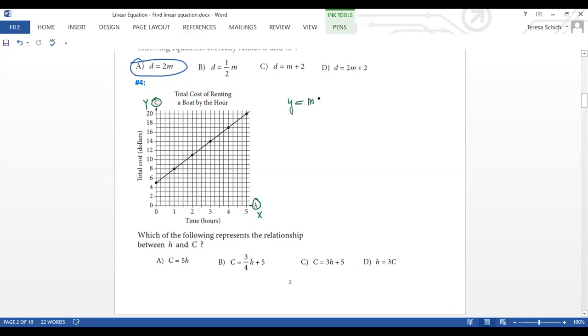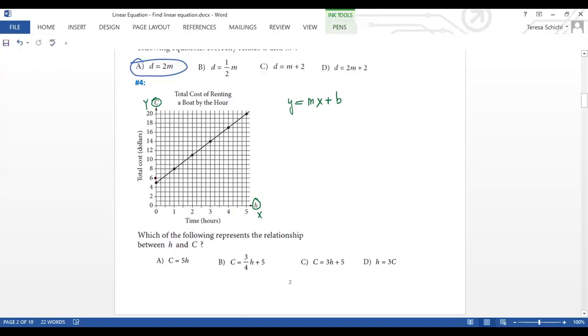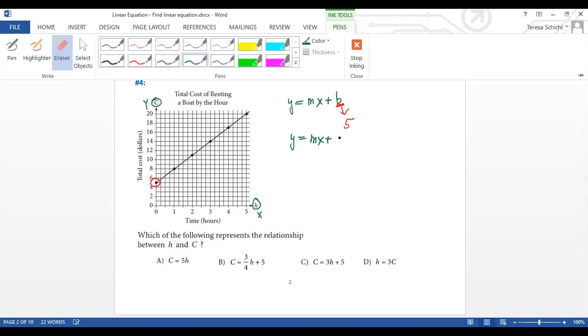Y equals mx plus b is here. So b is the intercept. Where is the plus b here? It is here, right? So the intercept is here. What is b? B is 5. Okay, so far so good. So I have y equals mx plus 5 here. Sorry, so this is 5. All right, so plus 5.